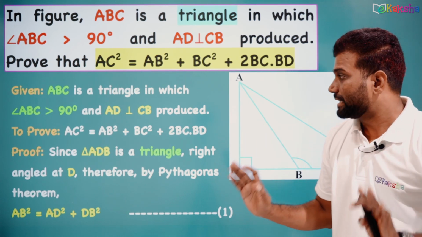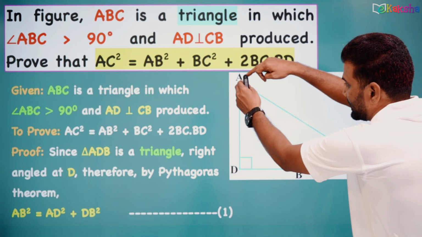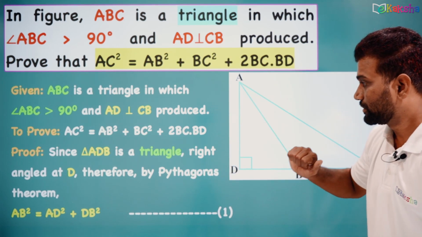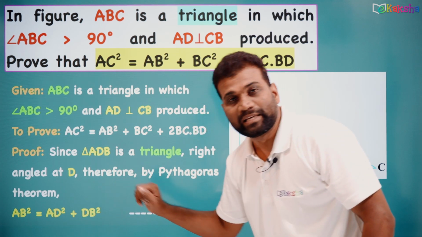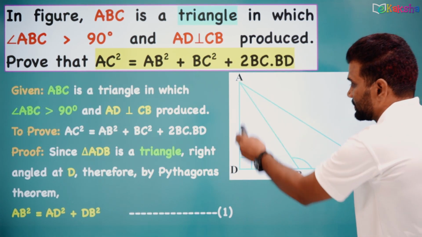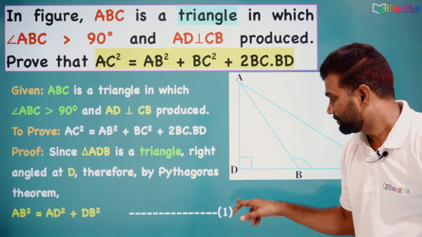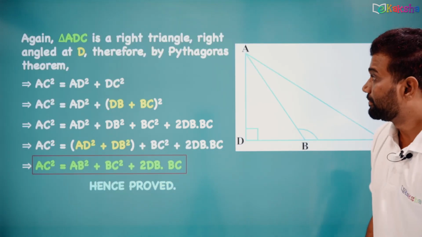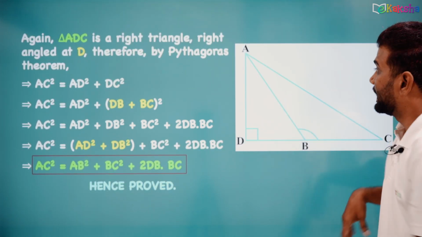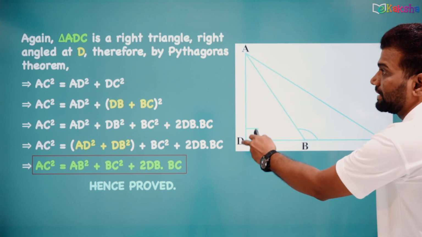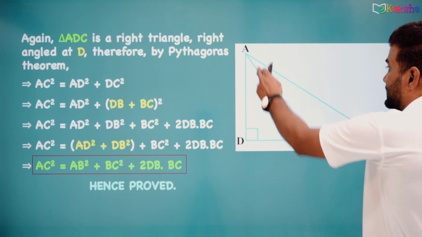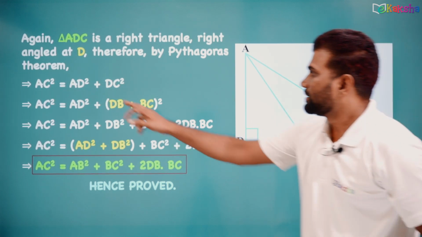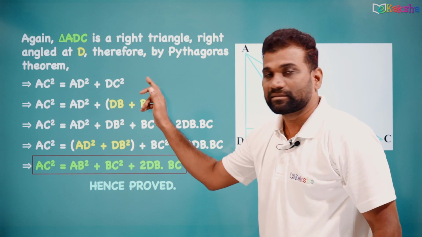To prove this, first we considered the right angle triangle ADB. By applying the Pythagoras rule, AB square equals AD square plus DB square, that is, hypotenuse square equals side square plus side square. This is equation 1. So here we have got the AB square value, which we use further. Again we considered the right angle triangle ADC and applied the Pythagoras rule. This time the hypotenuse is AC, so AC square equals AD square plus CD square, or DC square.